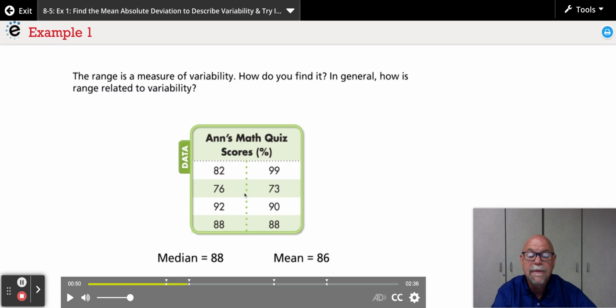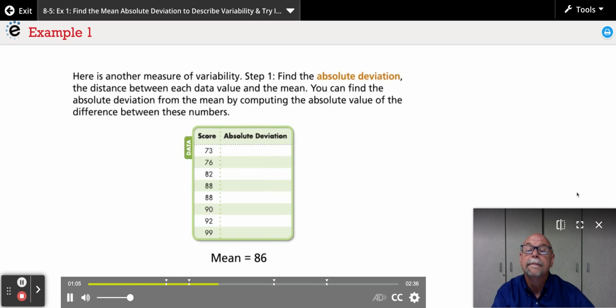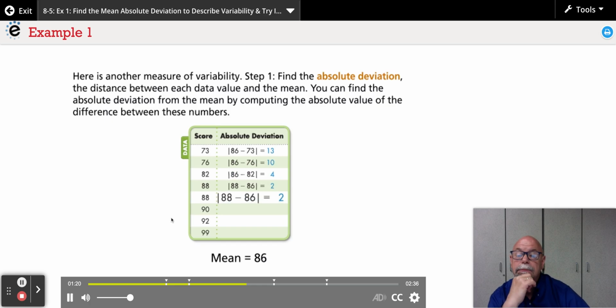So the range of the data is going to be the highest minus the lowest. How is it related? The bigger the range, the more spread out the data is. To find the range, subtract the minimum data value from the maximum data value. The bigger the range, the more the data values are spread out. Here is another measure of variability. Step 1. Find the absolute deviation, the distance between each data value and the mean. You can find the absolute deviation from the mean by computing the absolute value of the difference between these numbers.